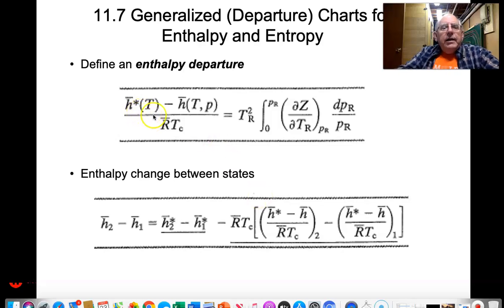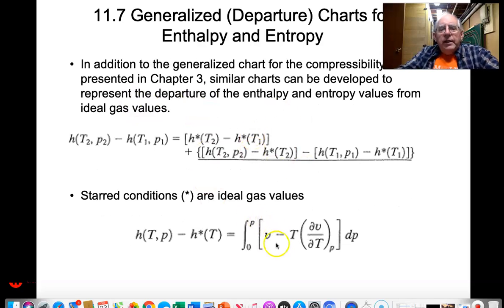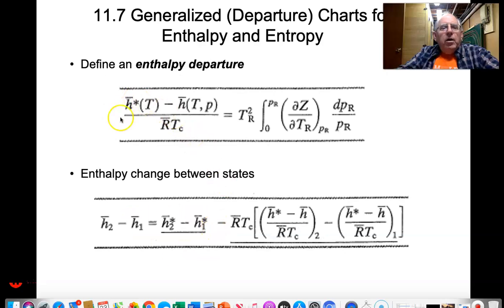You'll notice that in this particular case, the starred condition and the real condition have just been switched, the negative sign. And so one is the departure of the ideal gas minus the real. So in this particular case, we had the real minus the ideal, and all they've done is just switch them. And so it's just a sign change.